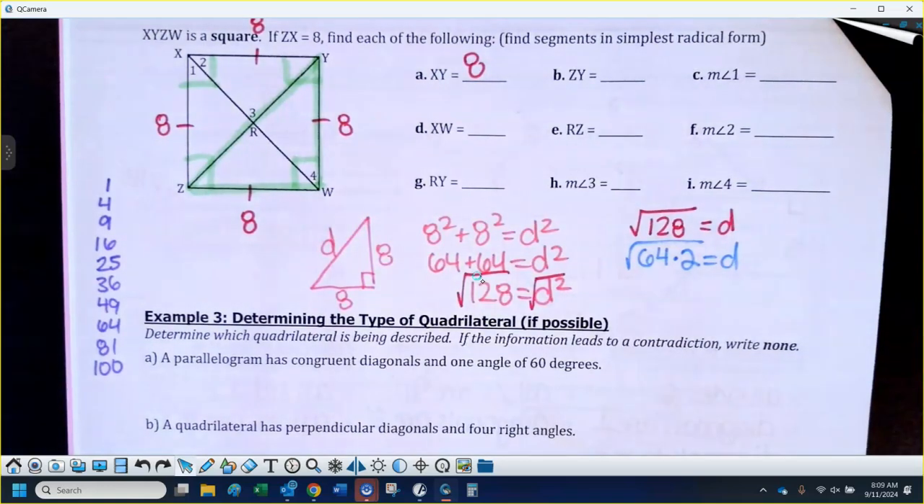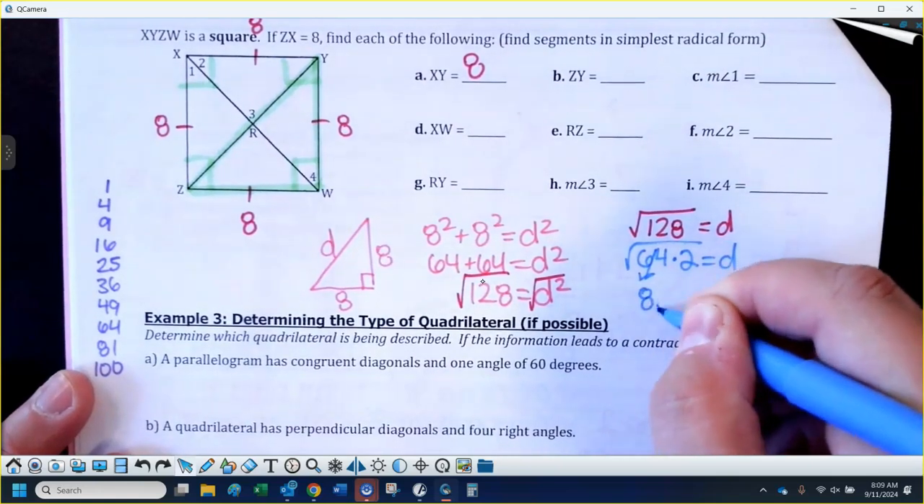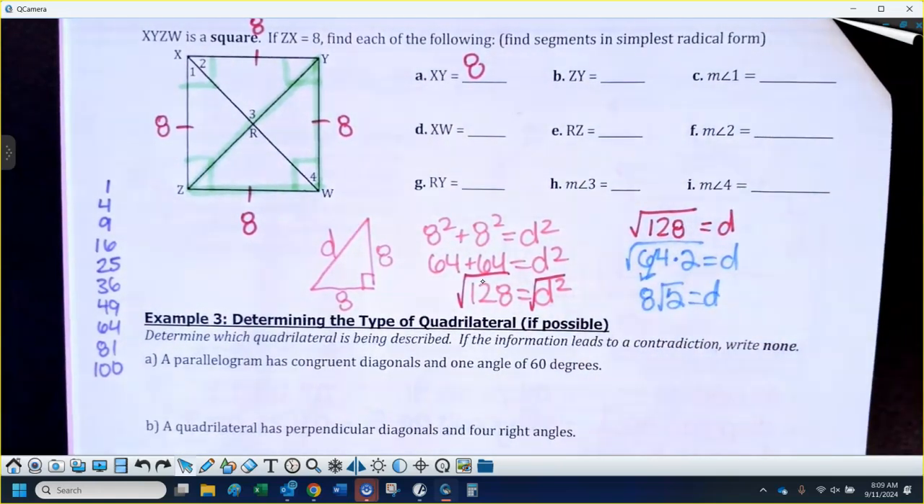Okay. Does anybody know square root of 64? 8. That's my answer here. Just pull this out. This would be 8 radical 2 would be my diagonal.